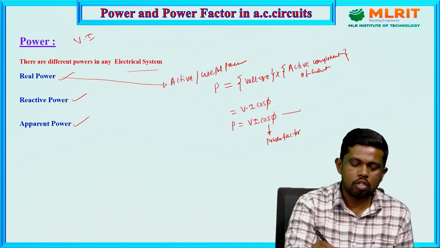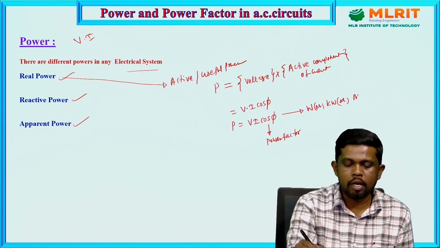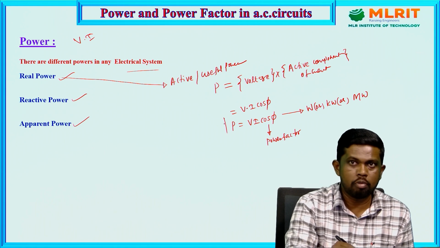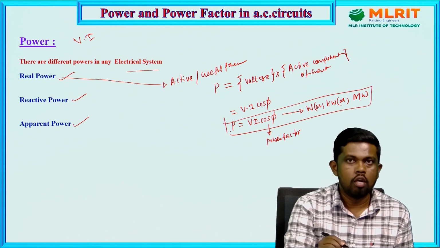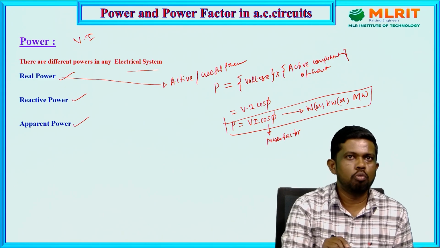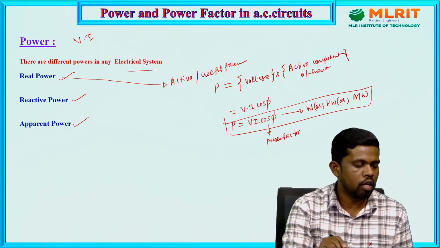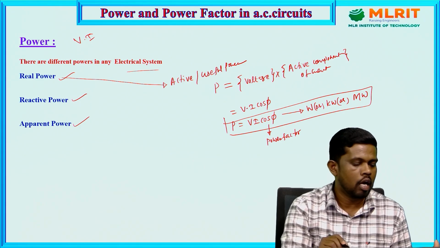The units of this one are watts, or kilowatts, or megawatts. These are the units of active power. Active power is nothing but the useful or working power, which you use to perform proper work, like producing heat, lighting up a bulb, as well as doing any kind of mechanical functioning. That's called real or active power.